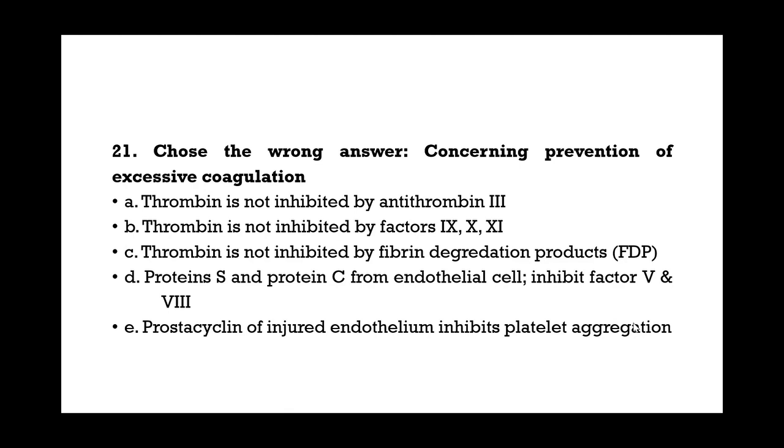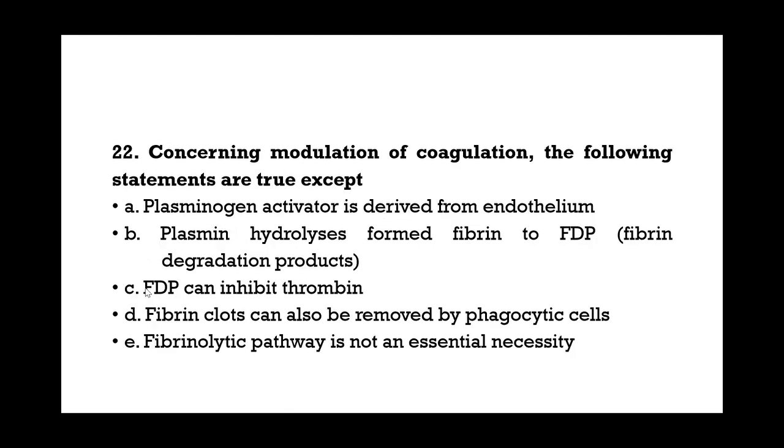Now, you need to actually go back and review your clotting pathways in detail. Get a textbook, read them in detail so that you get used to both the intrinsic and extrinsic and the common pathway. However, the answer that is false here is A. Thrombin is not inhibited by antithrombin 3.